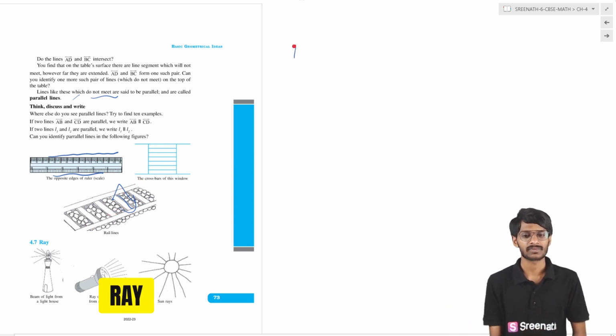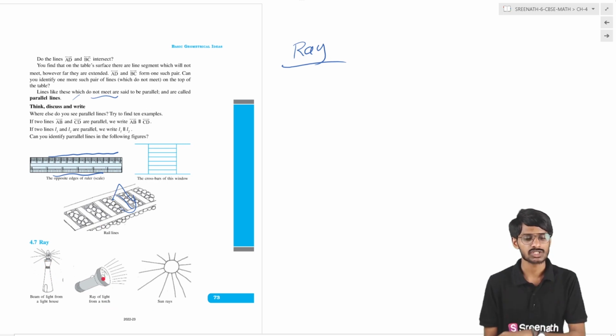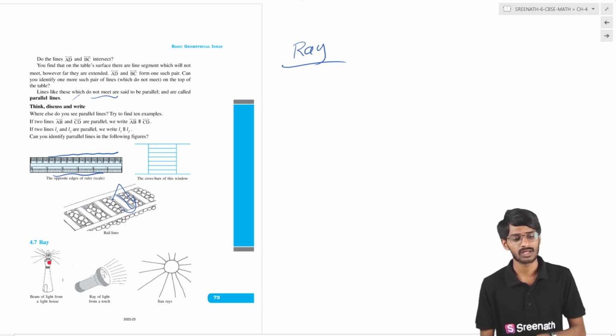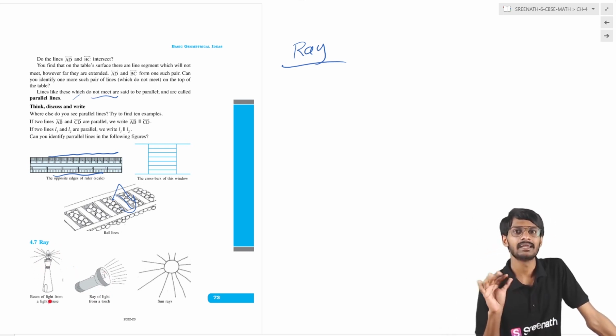The next thing is about the ray, students. So what is a ray? Suppose you observe light from a lighthouse, light from a torch, and light from the sun. We call the path of the beam of light from a torch a ray. Basically, we call sunlight sun rays.